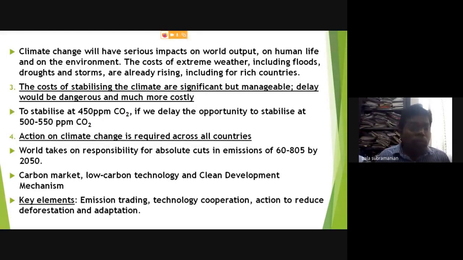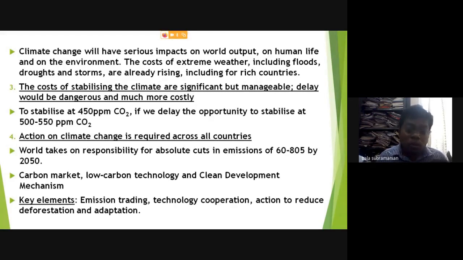So what is the fourth concept? Action on climate change is required across all countries. I said earlier, the world must take responsibility for absolute cuts in emissions of 60 to 80%. Sorry, not 805, this is 80%. We put it wrongly, by 2050. By 2050, most of the near-sea areas, for example West Bengal, Bangladesh and the Maldives, are going to face many issues because of rising sea levels if they are not taking any action.